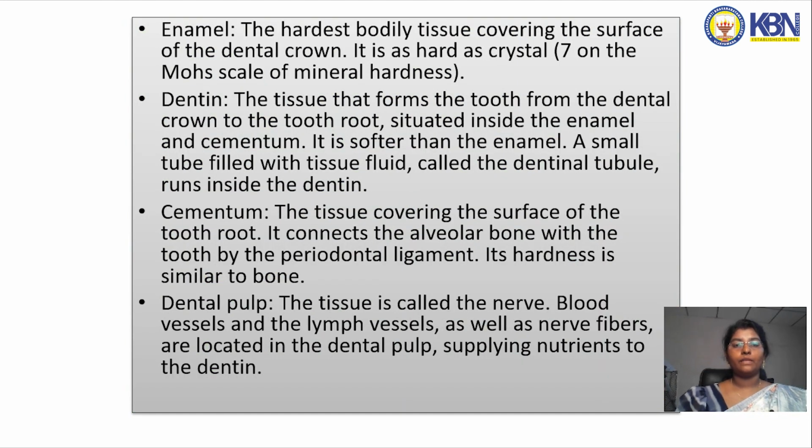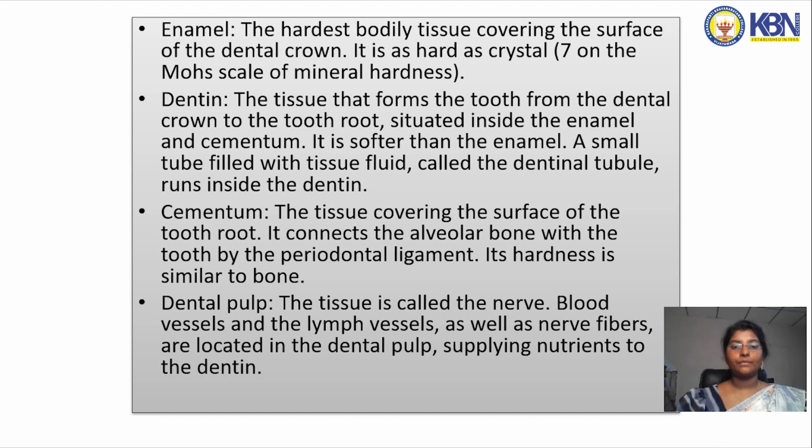First, enamel. What is enamel? The hardest bodily tissue covering the surface of the dental crown. It is as hard as crystal, 7 on the Mohs scale of mineral hardness. It is the hardest tissue in the body.